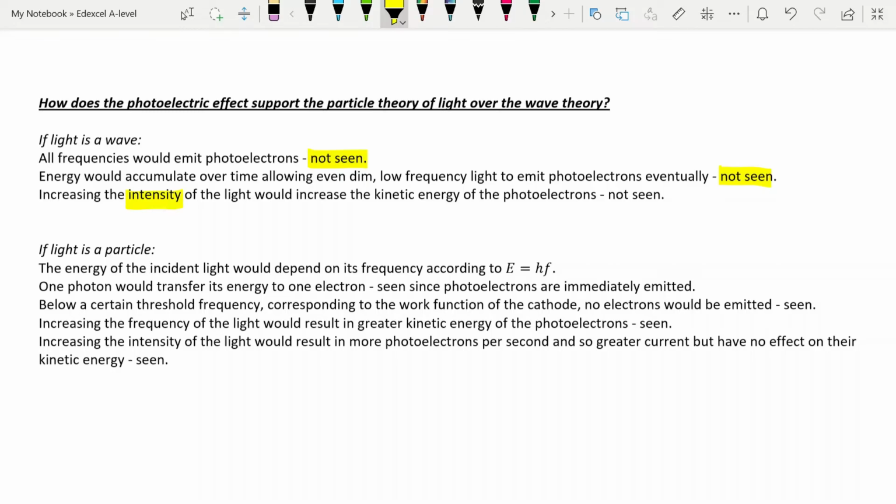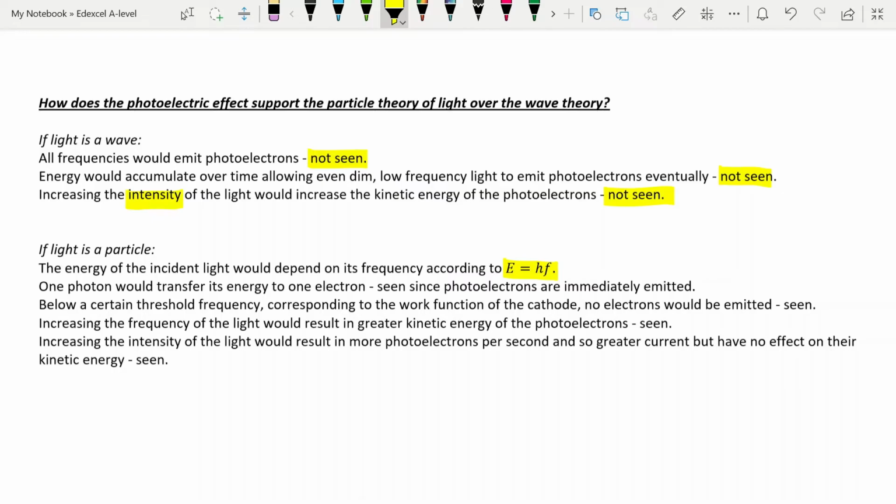So if you increase the brightness of the light, we should get faster photoelectrons. The kinetic energy of them would be greater, because once you've overcome the work function, all spare energy would go to kinetic energy. But that is not what we see. Conversely, to support the particle theory, the energy of the incident light does indeed seem to depend on its frequency according to Max Planck's equation.